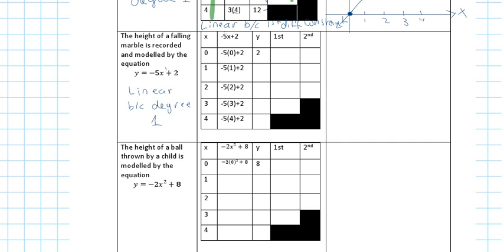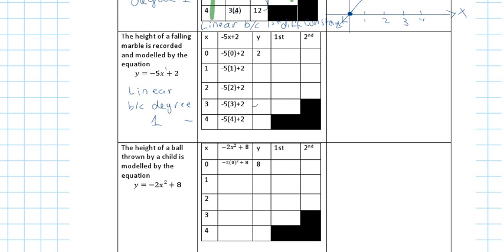We substitute the x values into the equation, so it's going to be negative 5 times 0 plus 2, negative 5 times 1 plus 2, negative 5 times 2 plus 2, negative 5 times 3 plus 2, and negative 5 times 4 plus 2. Okay? So they're replacing the x variable. So let's do the math. Find the y value. Negative 5 times 1 plus 2 is? Negative 3, because negative 5 times 1 is negative 5, plus 2. Negative 5 times 2 plus 2.